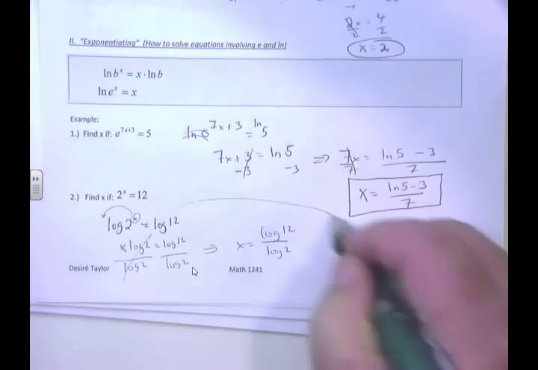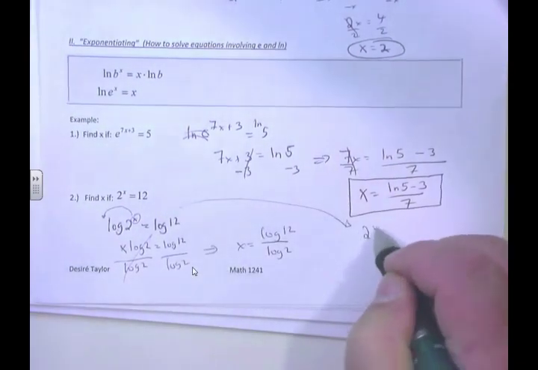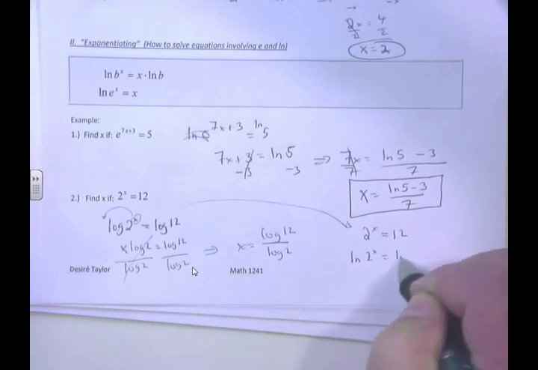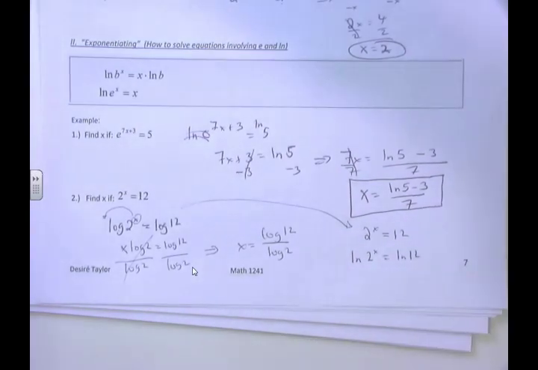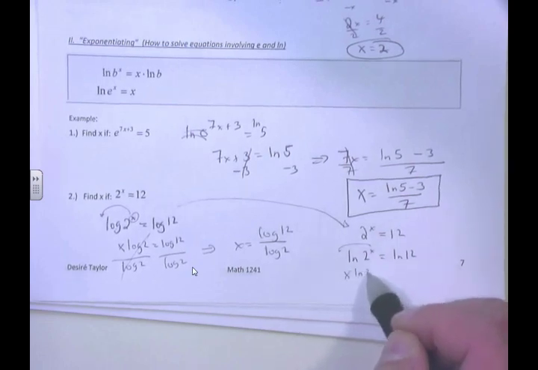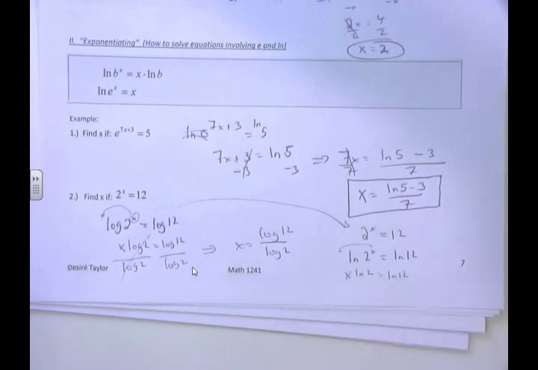However, just to show you a pattern, I could have used the natural log. If I take the natural log of both sides, what I do to one side, I do to the other, and that's perfectly fine. Exponents still get to pop out front, so I get x times the natural log of 2 equals the natural log of 12.